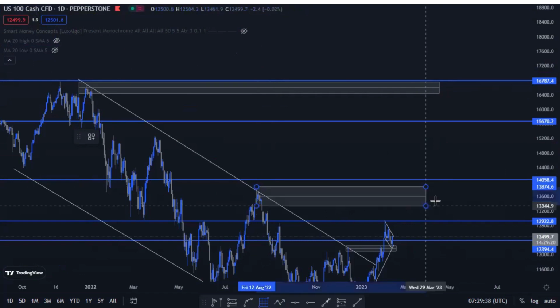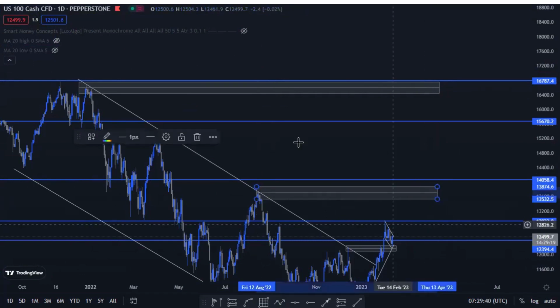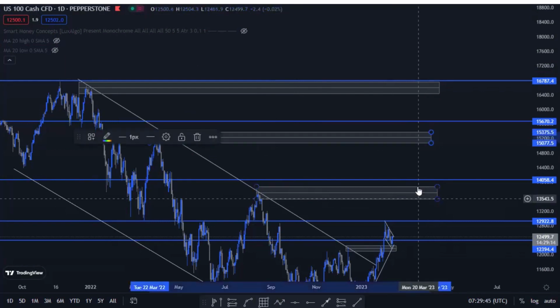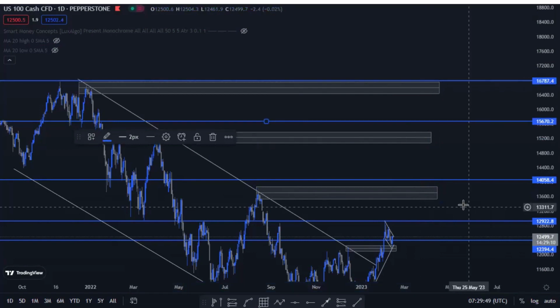We wait for price to get here. First take profit, second take profit, third take profit. That's what we are looking for right now.